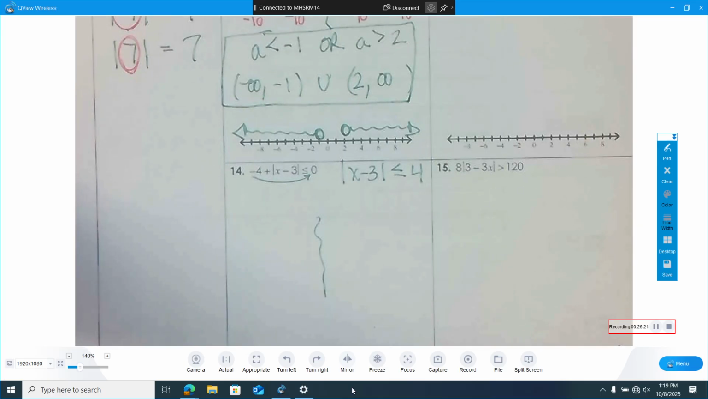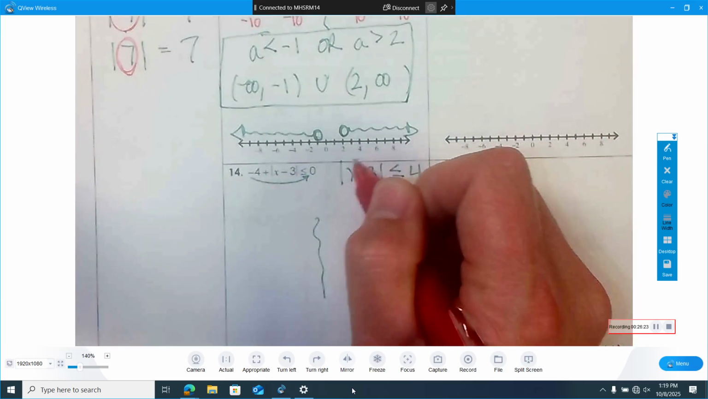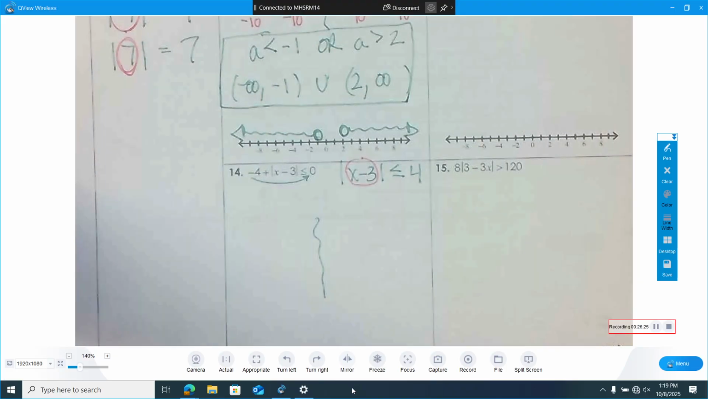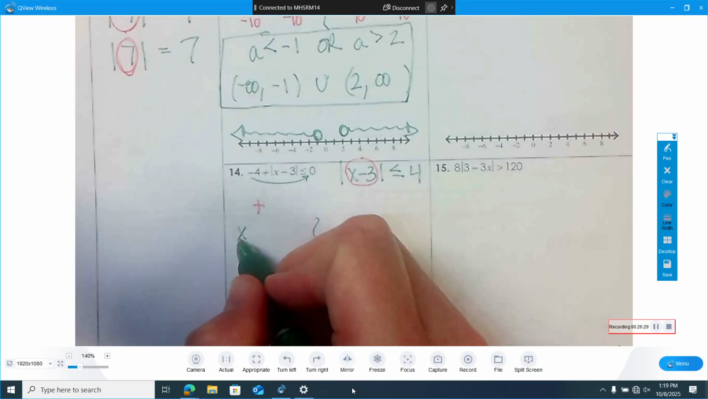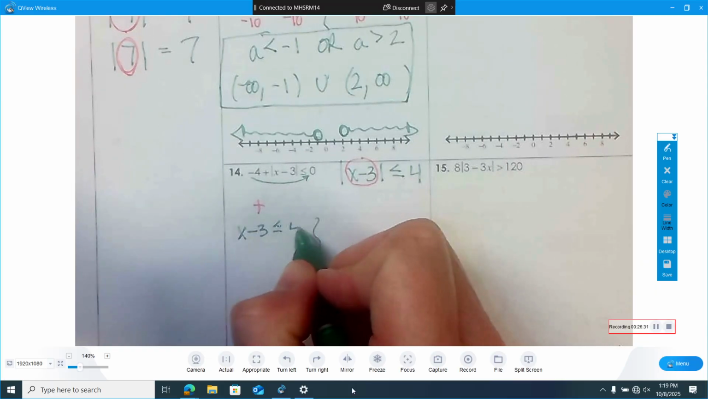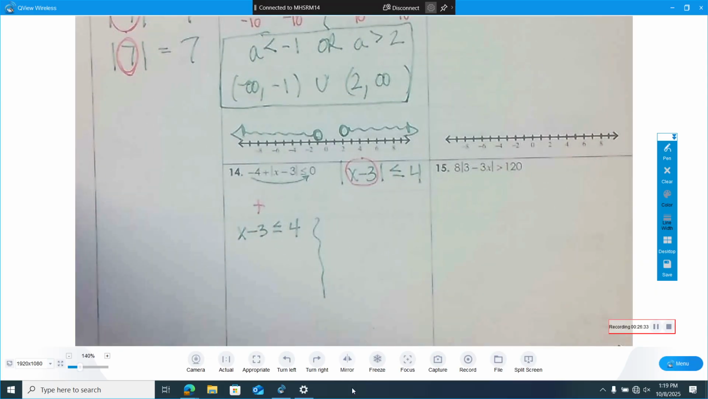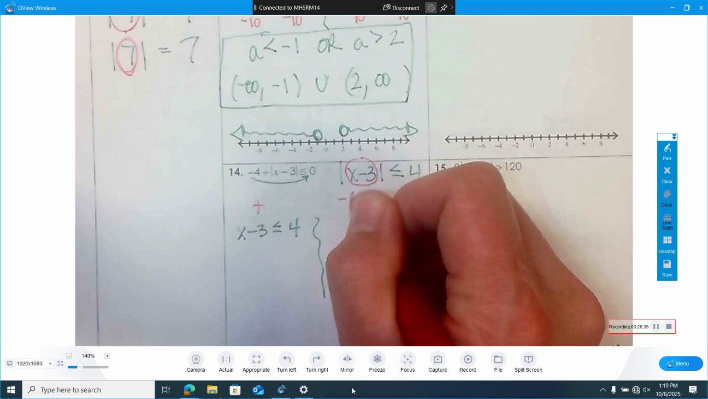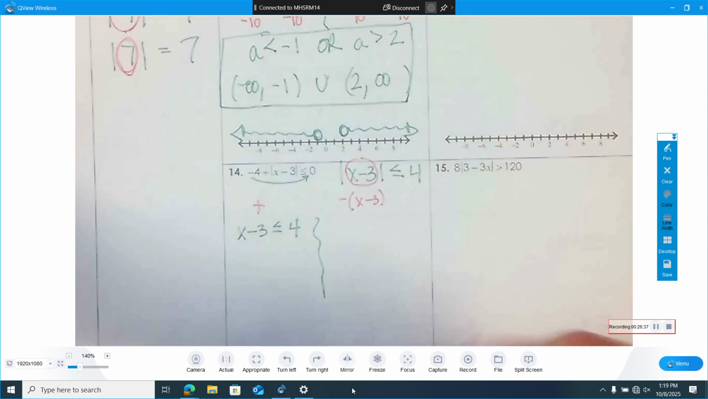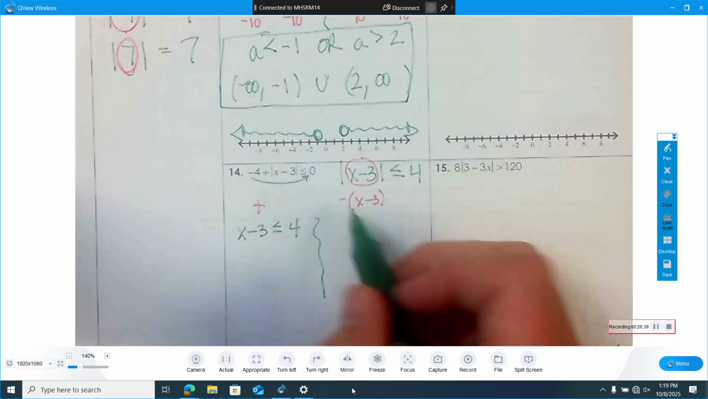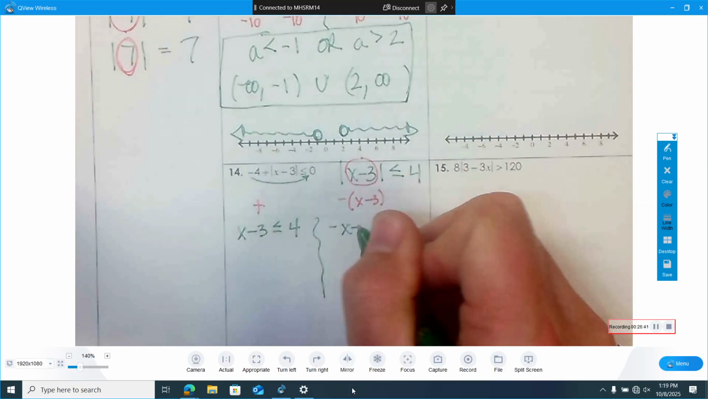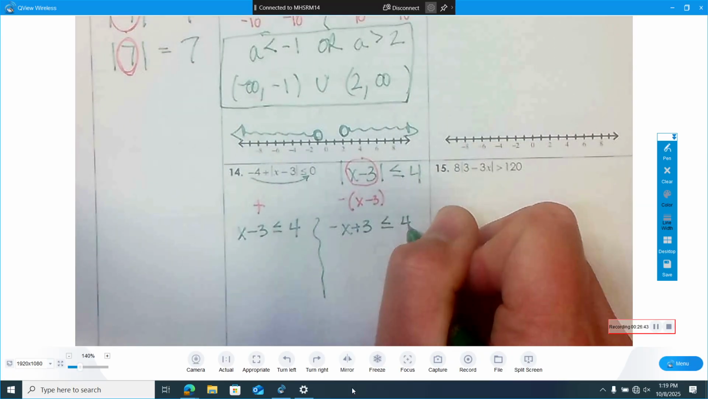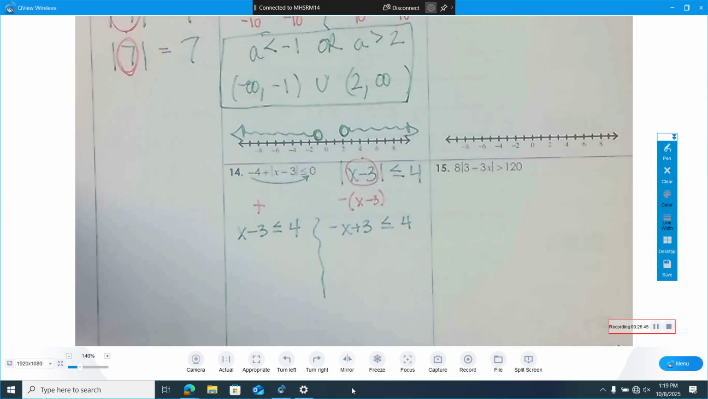One equation where the guts are positive, so that would just be the exact same thing. And the other side where the guts are negative. What do we get if the guts are negative? Negative x plus 3 is less than or equal to 4. And again, the math is going to work itself out for us, which is really kind of nice.